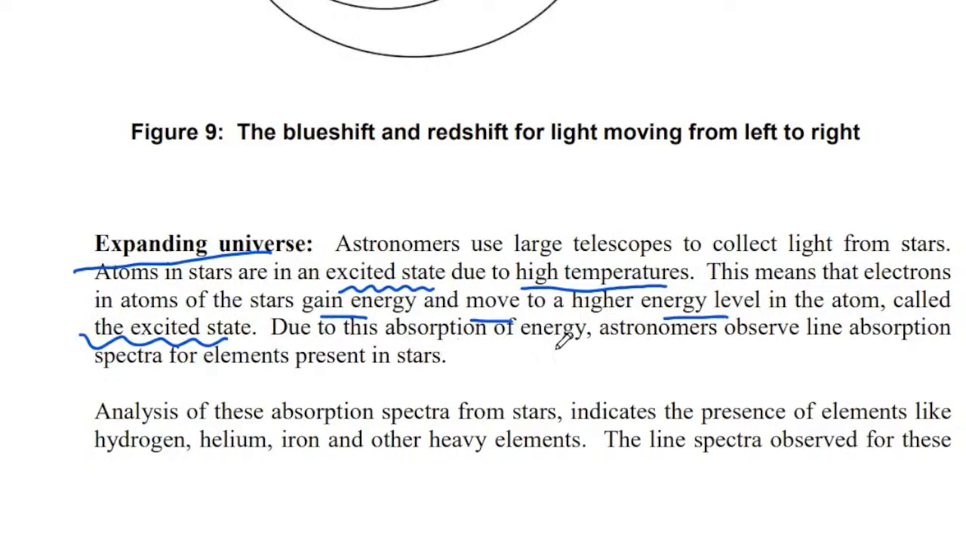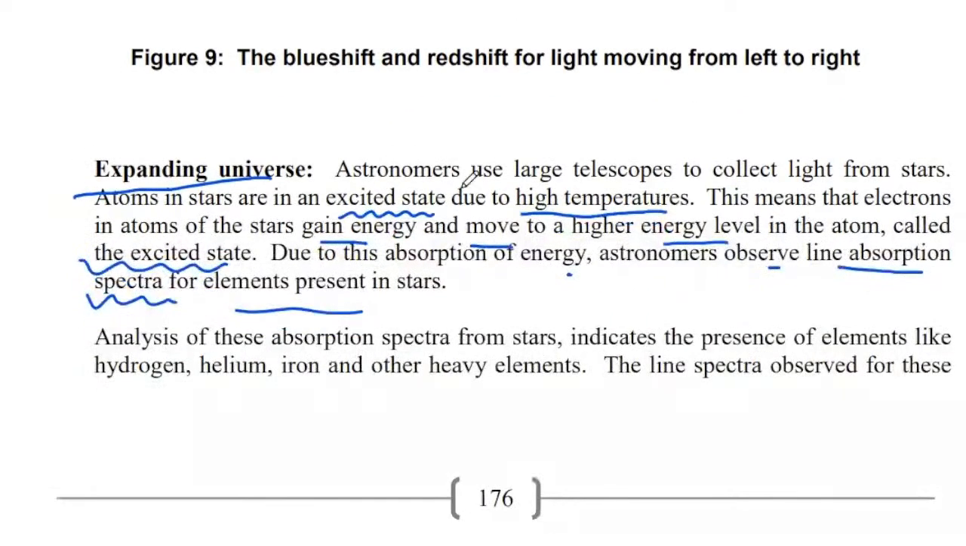Due to the absorption of energy, astronomers observe what we call the line absorption spectrum for elements present within the stars. When these atoms have a lot of energy, the only way they can emit the excessive energy is by giving off light. In that case, we are able to see the stars. The analysis of these absorption spectra from stars indicates the presence of elements like hydrogen, helium, iron, and other heavy elements.